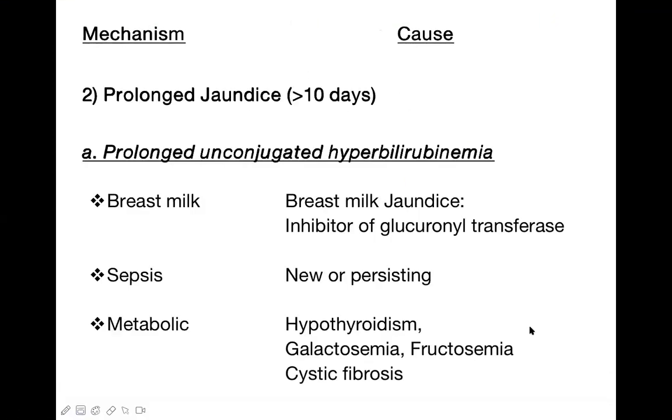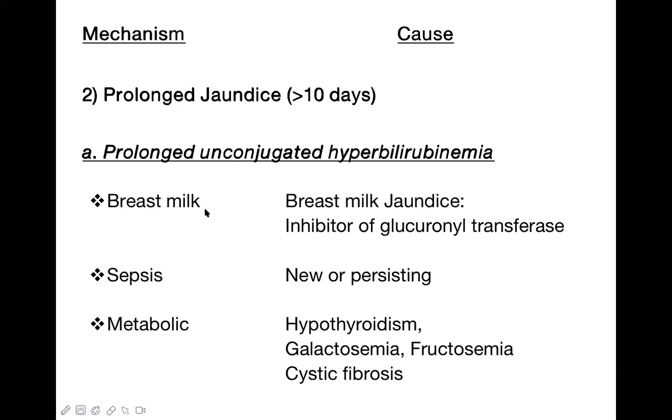Now, what are the causes of jaundice after 10 days? If the jaundice develops after 10 days, or if the jaundice remains for more than 10 days, which is called prolonged jaundice, what may be the cause? I have divided this under two different headings: prolonged unconjugated hyperbilirubinemia and prolonged conjugated hyperbilirubinemia. So let's talk about one after the other.